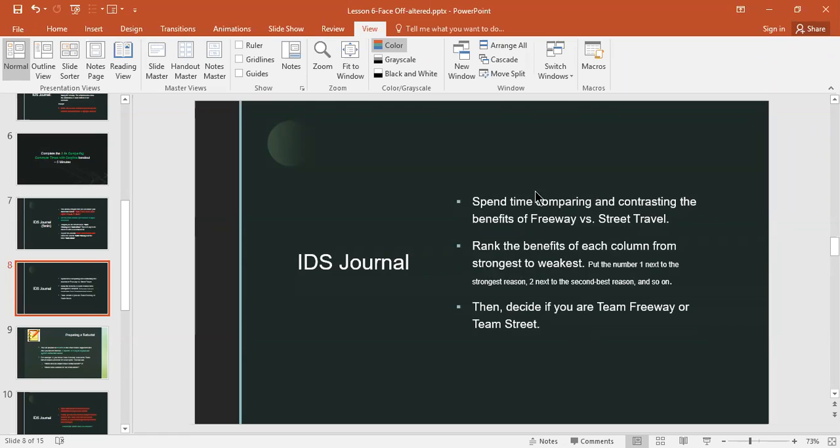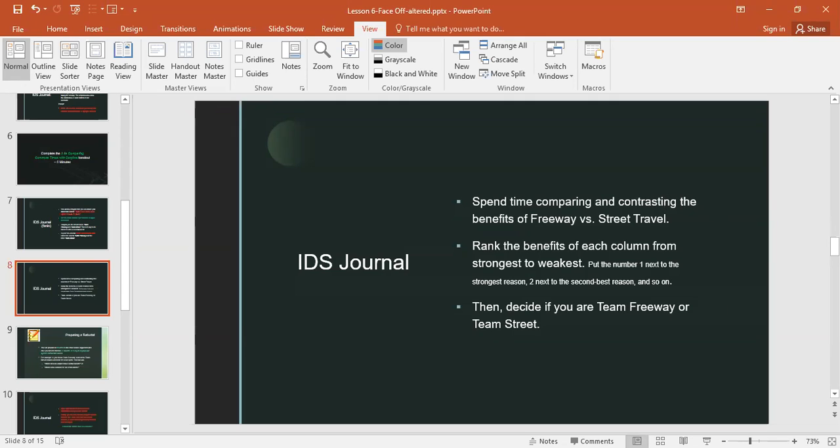After you're done writing some of the benefits for freeway and street, you're going to rank the benefits, for each column, from strongest to weakest. So out of my different benefits, which one is the strongest? That's what I want to start with. And then which one's the weakest? You're going to put the number 1 next to the strongest, and then 2 for the second best, and so on. Then you're looking at that information, you're going to make your second decision and say, okay, in this case, am I team freeway or am I team street?